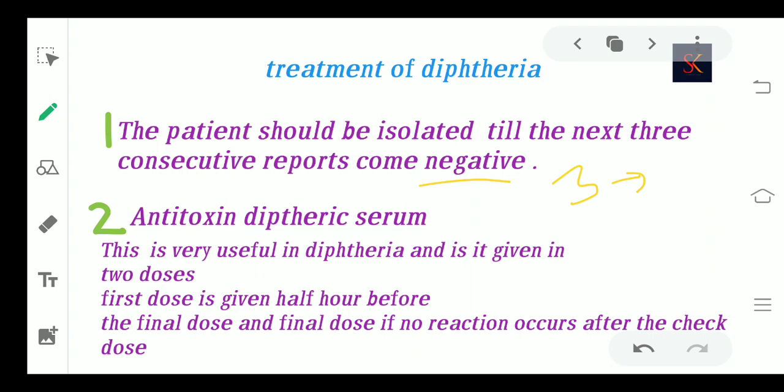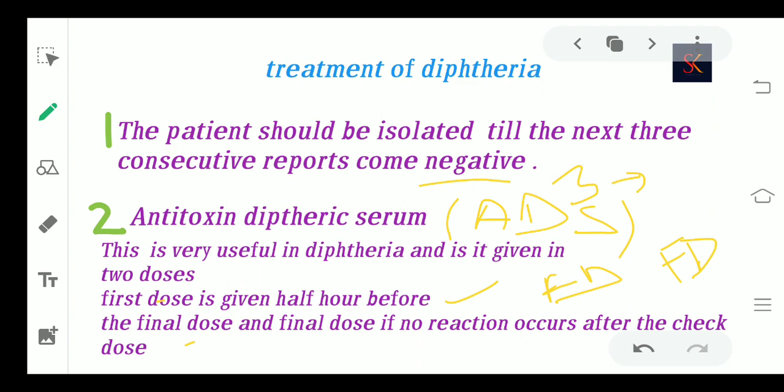Another thing you can do is give him antitoxin diphtheric serum. This is also sometimes known as ADS therapy. This serum is very useful in diphtheria, and it is usually given in 2 doses, the initial dose and the final dose. The first dose is given half an hour before we give the final dose. For example, if this is the final dose with you, then half an hour before giving the final dose, you give your trial dose, or the first dose. If there is no reaction in the next half an hour, then you can go with your final dose.